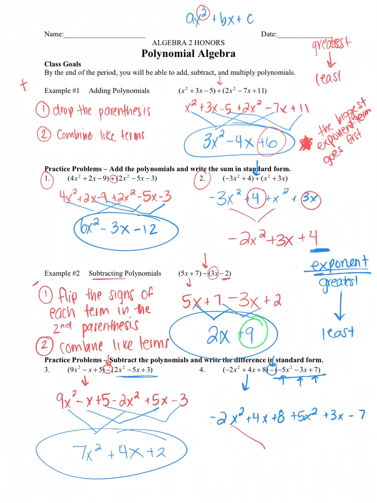So negative 2x squared plus 5x squared gives me 3x squared. Then I have a 4x plus 3x, which gives me 7x. And then 8 minus 7, which gives me a positive 1. And those are my answers, okay?